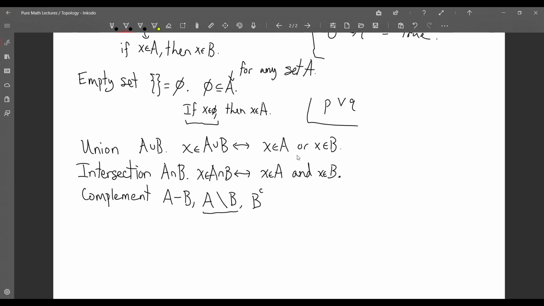Now this backslash notation is fairly common, but I've never really liked it, so I'm going to stick to this notation. So being in A complement B means that you are in A and you are not in B, right? And we can denote sort of not, this is the element sign, right? We can just write a slash through it to denote not in B.